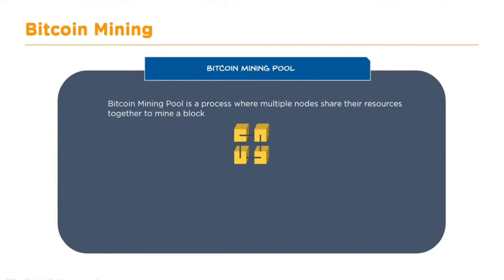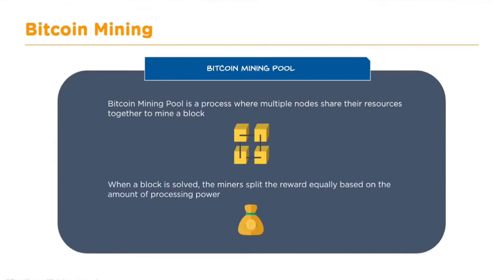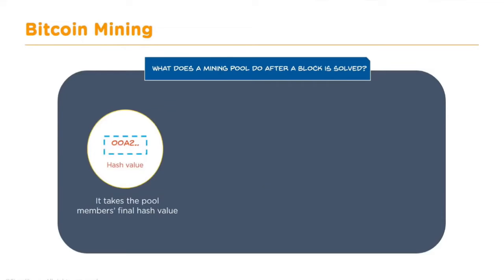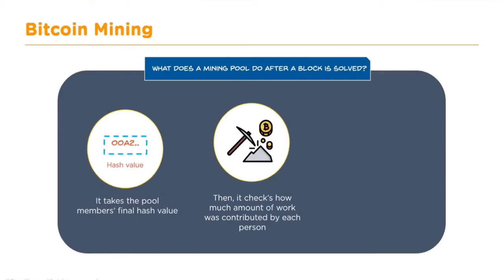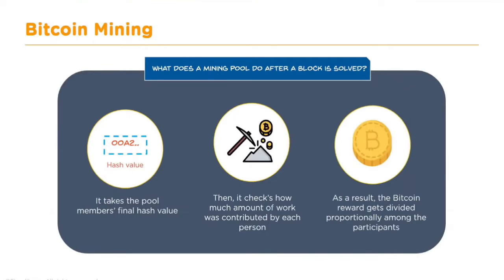It's a process where multiple nodes share their resources together to mine a block. When a block is solved, the miners split the reward based on the amount of processing power they have invested. The pool members generate a final hash value, then it checks how much work was contributed by each pool member. As a result, the Bitcoin reward gets distributed proportionally amongst the participants.